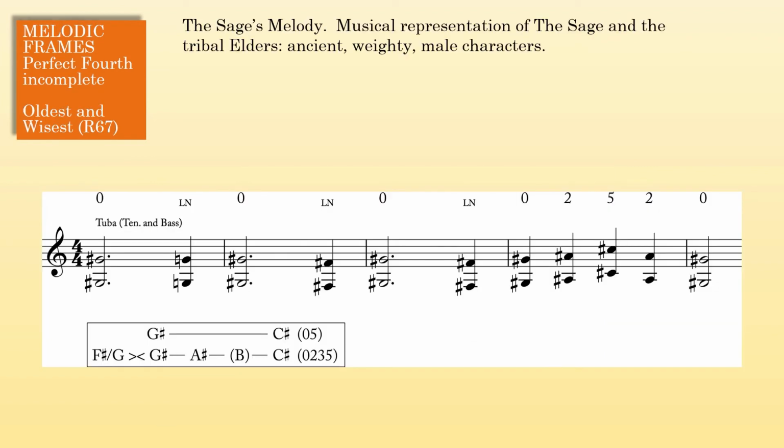The sage's melody represents the sage and the tribal elders from the first moment they come on stage. It is scored for tubas and marked molto pesante, suggesting that the sage and elders are ancient, weighty male characters. The lower neighbors lie either a semitone or a whole tone beneath the lowest note of the perfect fourth melodic frame.